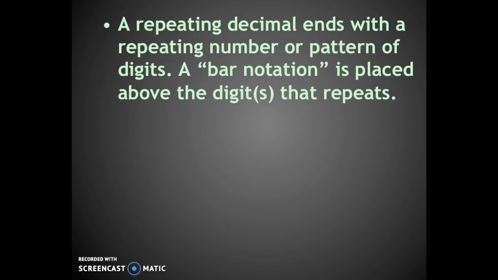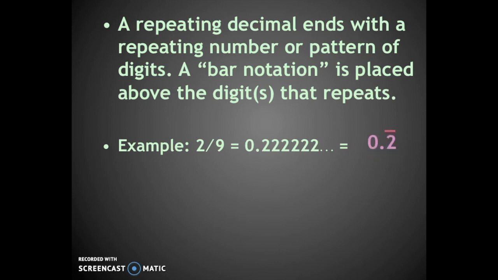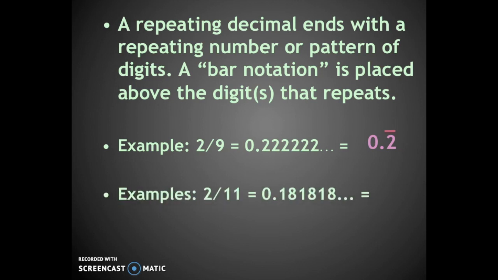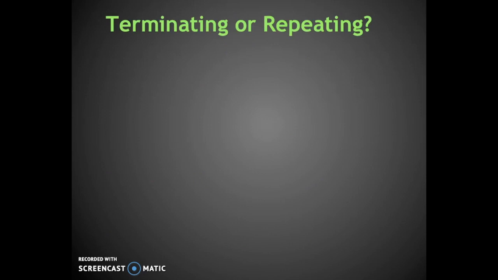A repeating decimal, on the other hand, ends with a repeating number, or you may see a pattern of digits. A bar notation is placed above the digit or the digits that repeat. For example, we have 2/9, 0.222, and so forth, repeating, so my bar notation goes above my 2. Another example, 2/11, I have 0.18, 18, 18, and so forth, and my bar notation goes above my 1 and my 8, because those are the repeating digits. Hope that's making sense. Terminating or repeating.